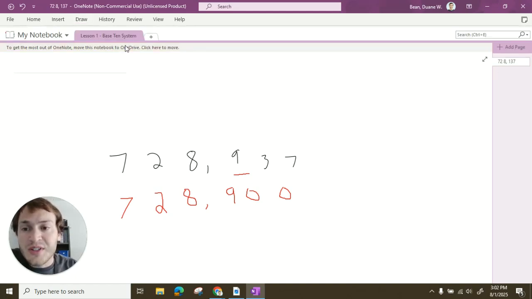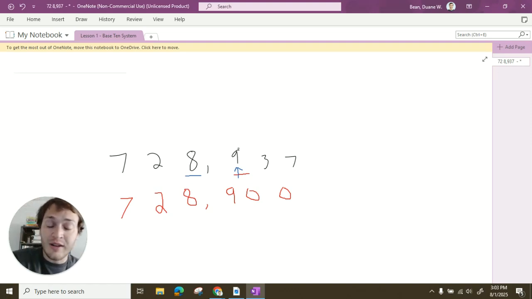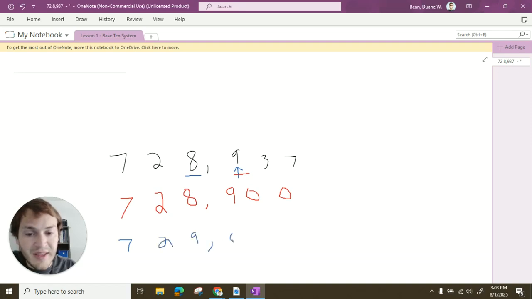What if we wanted to round to the nearest 1,000, right? So if we round to the nearest 1,000, that's going to be this 8 right here. That 8 is in the thousands place value, right? To determine what we do with that 8, we've got to look at this 9 in the hundreds place. Now we've got to ask ourselves, is that 9 5 or greater or less than 5? 9 is greater than 5. So what we do is add 1 to this 8, and all the numbers to the right are going to be zeros, right? So this is going to become 729,000.